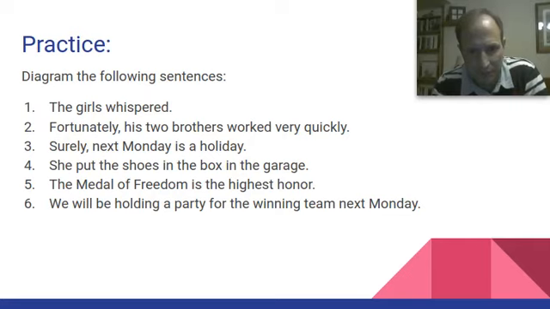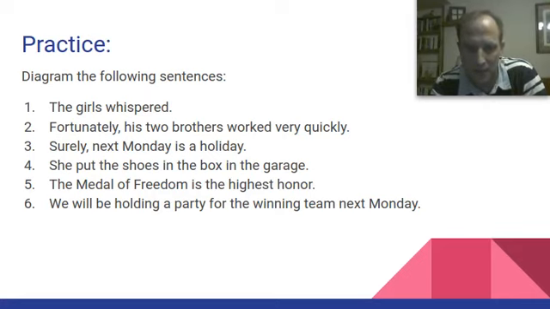Make sure that you notice what kind of verb is here in this sentence. She put the shoes in the box in the garage, or in the garage. This sentence is interesting because actually there are two ways that we can understand this sentence. And I want to see you work on this and see what you can come up with that will give us some sort of understanding for what we would call the structural ambiguity of this sentence.